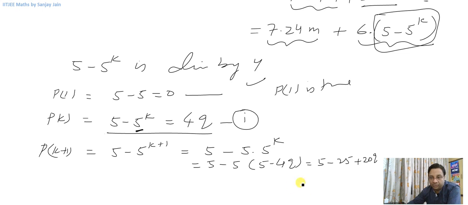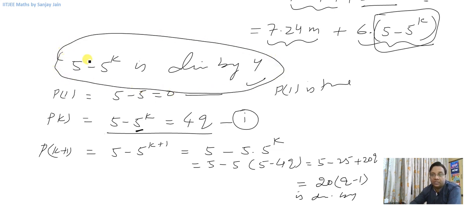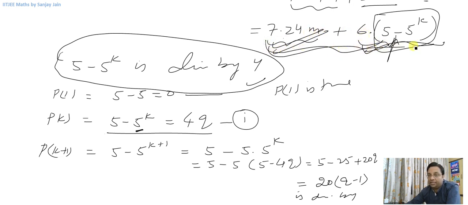and if you notice, 20 can be taken outside, and q minus 1. So it is divisible by 4. So I can say that this statement is true, right? So in this expression you can replace this by something that is a multiple of 4. So I can say this part is divisible by 24, this part is divisible by 24, hence this entire expression is divisible by 24.